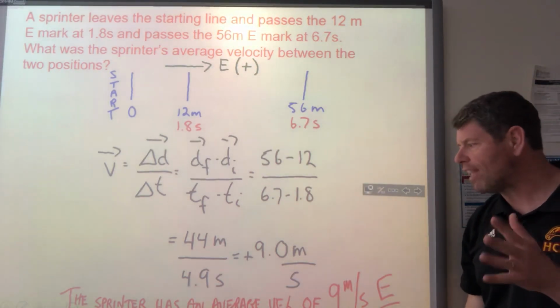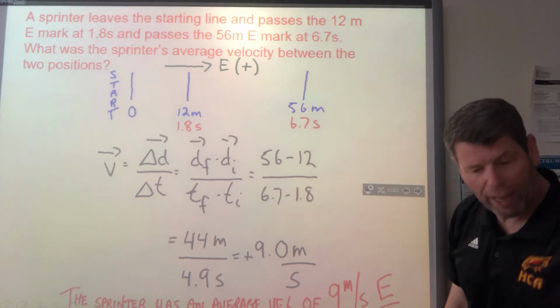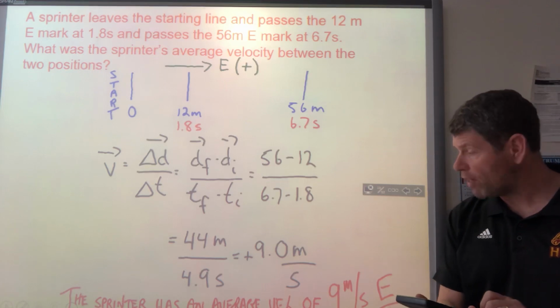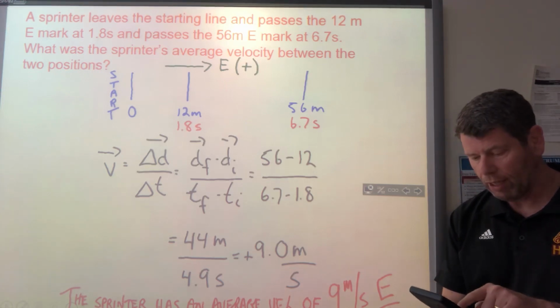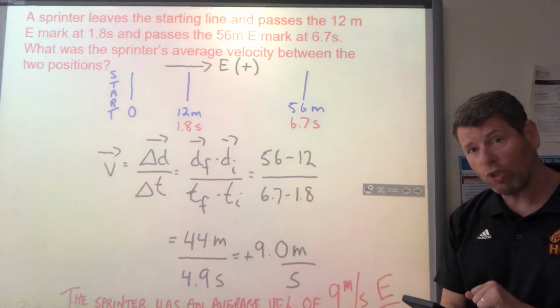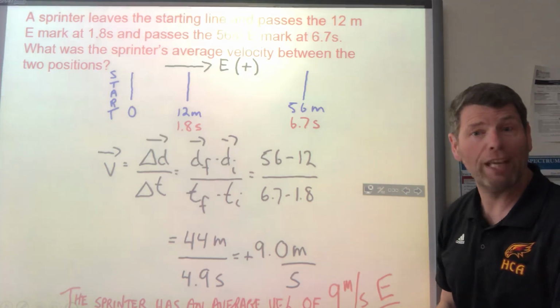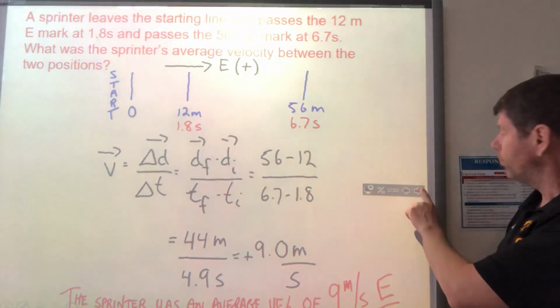Again, to get a rough sense of that, you could multiply by 3.6, and this, by the way, is a pretty fast sprinter. 9 times 3.6. So sprinting at about 32 kilometers per hour, so roughly the speed a car goes in a playground zone.